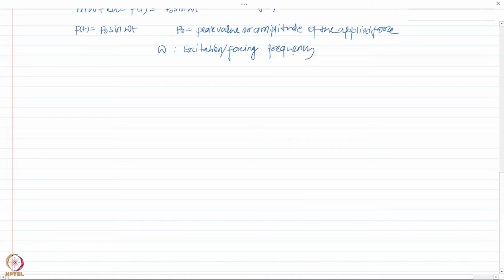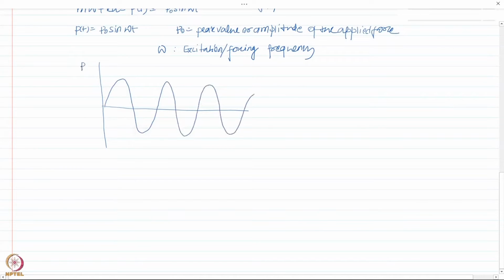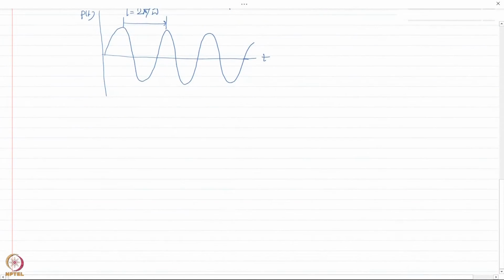If you plot this function p naught sine omega t, you know that it would look like a simple sinusoidal function, which let us say starts here. So I can plot it like that. This is my applied force, and this is time here. This is the forcing time period or excitation time period, which I can write as 2 pi by omega. So now my differential equation becomes m u double dot plus k u equal to p naught sine omega t.